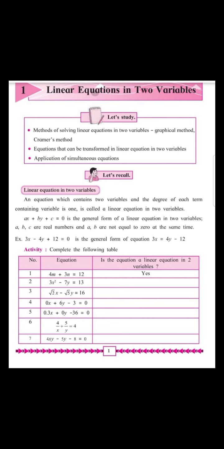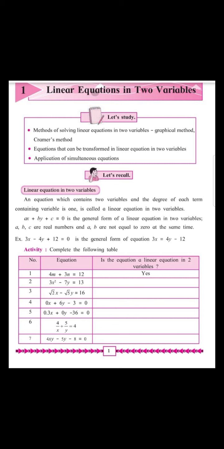And first term 4m, what is the degree of m? 1. Second term 3n, what is the degree of n? That is also 1. Means this equation is a linear equation in two variables. Why? Because both conditions, that is the degree of each term is 1, are fulfilled by this equation, and the values of a, b, c are real numbers. This condition is also fulfilled. There are two variables present, m and n. The degree of each variable is 1. That's why this is a linear equation in two variables.